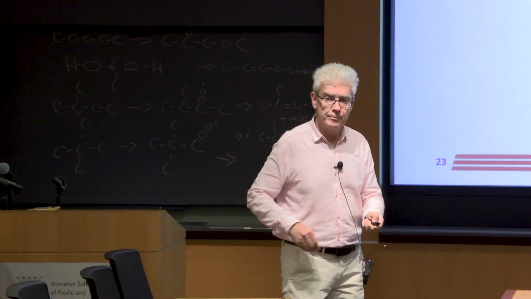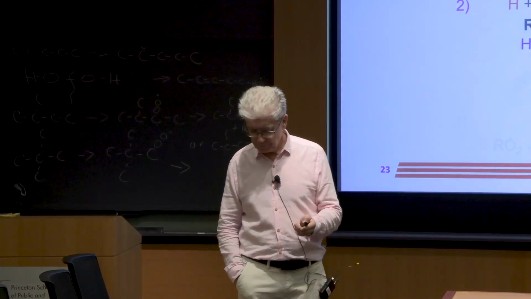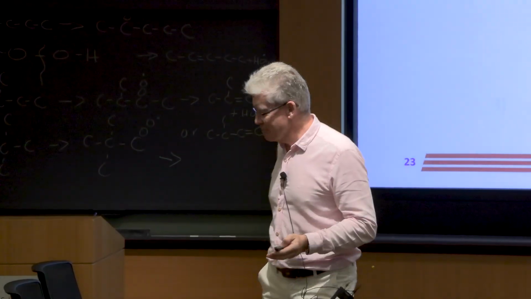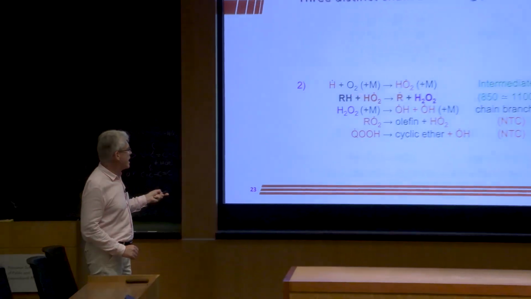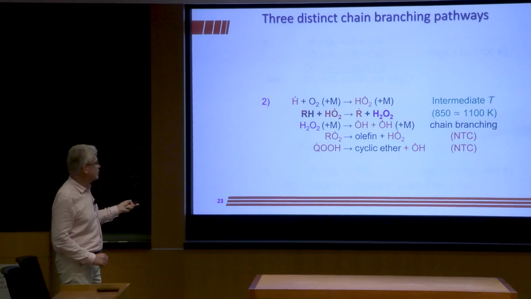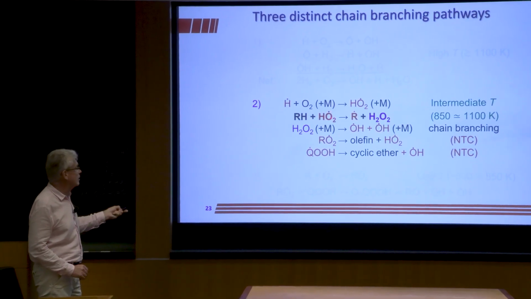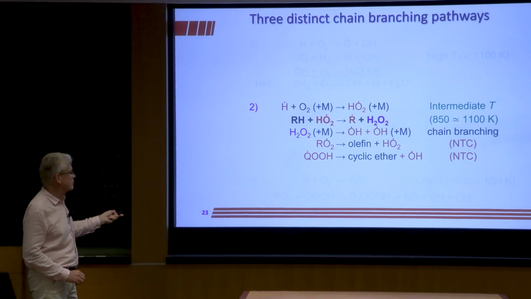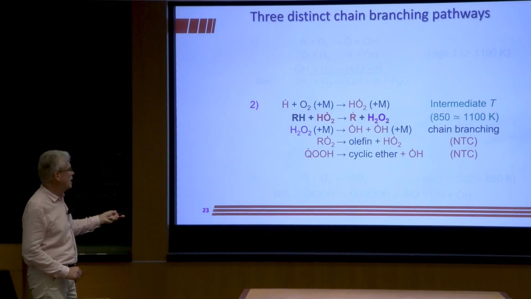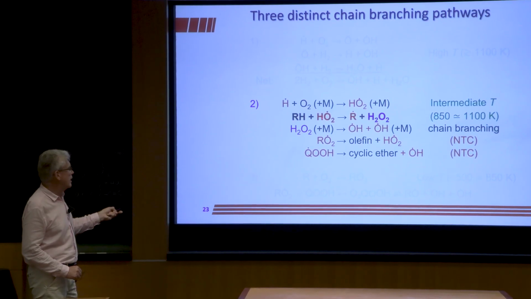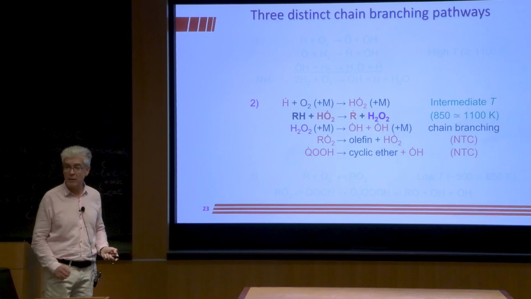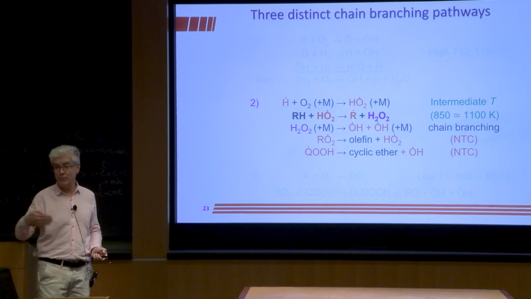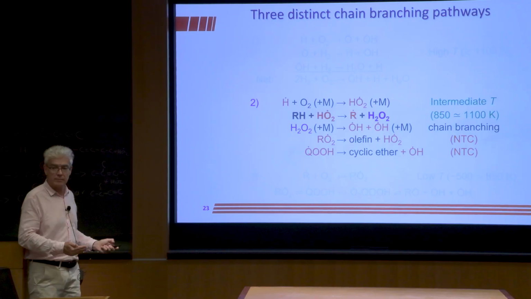So ultimately, and this is something I say in my papers a lot, right? If you have any molecule, typically the fuel, but any molecule undergoing H atom abstraction by HO2, you get H2O2. So one HO2 ultimately produces two hydroxy radicals, and that's branching at intermediate temperatures, right? So one radical is giving you two radicals, right?